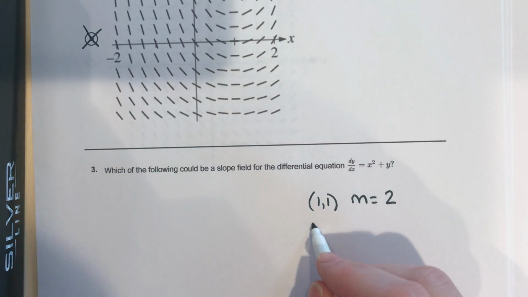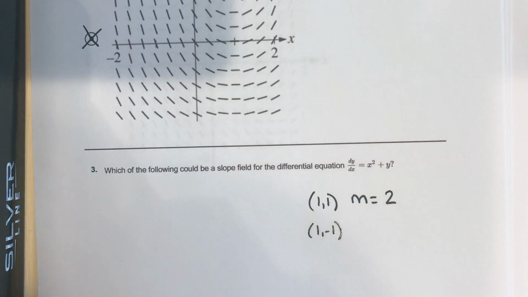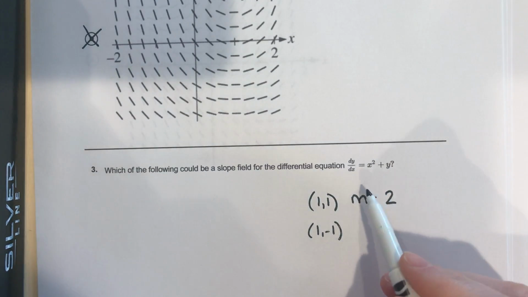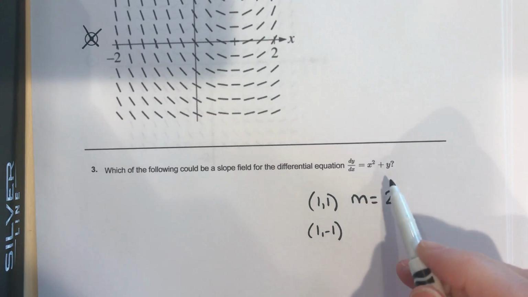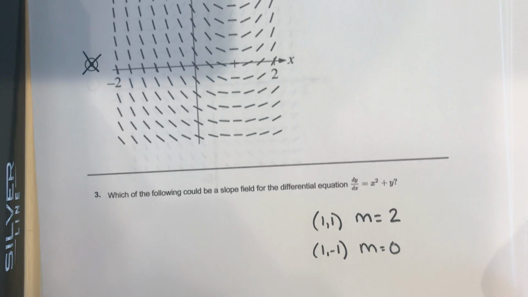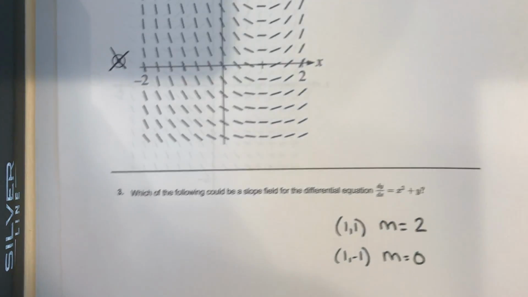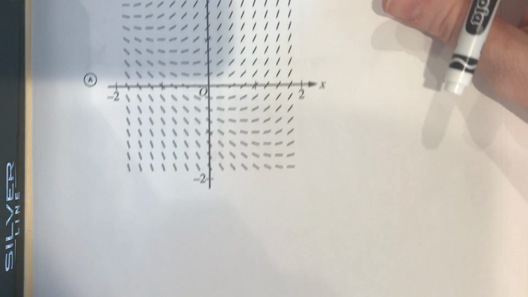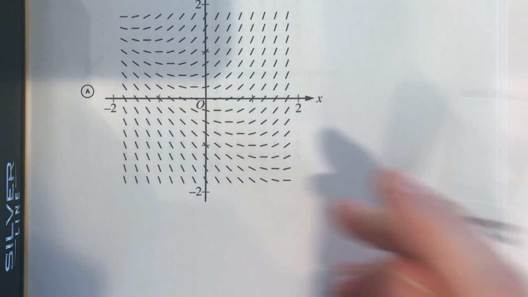I'm going to test (1, -1) next. That's a fourth quadrant point. If I plug that in, I get 1 minus 1, so the slope is 0. So I'm going to check (1, -1) and see if the slope is 0. Let's check A. At (1, -1), yep, I got a 0 slope, so A is still good.